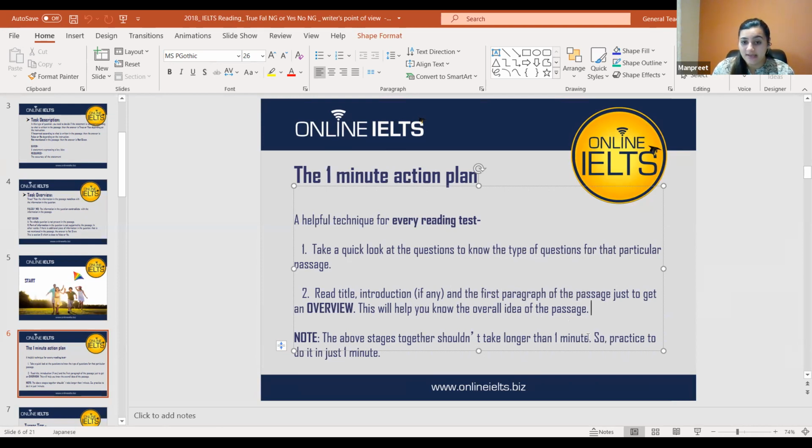As it says, you don't have to spend more than 1 minute here. You should aim to finish all of this, reading the title, scanning the first paragraph, and getting an overview of the passage in just 1 minute. We'll start practicing this from now onwards.